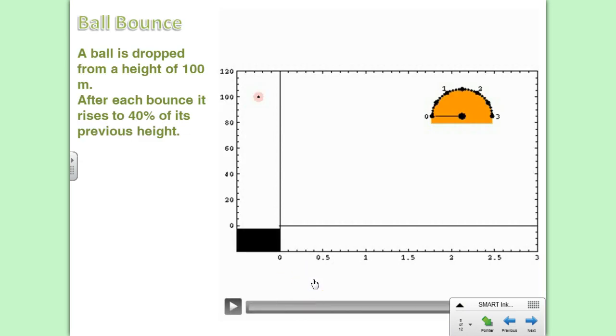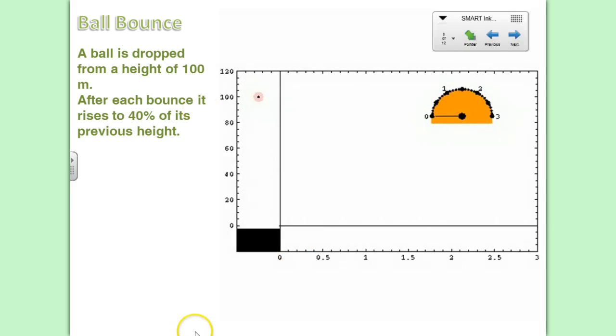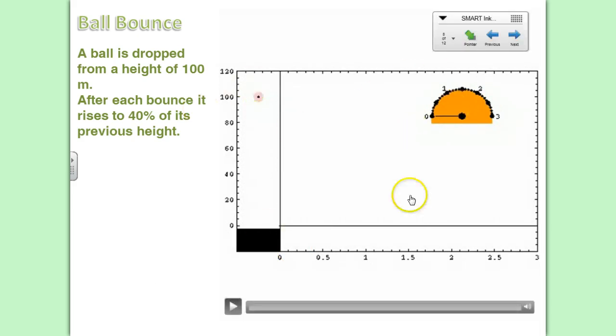And ball drop is one of the more, I guess, common applications. And we could easily do a lab on this and so on. But if you dropped a ball from a height of 100, after each bounce, it rises to 40% of its previous height. So sometimes the best thing to do is get a real visual picture. If you notice, this is actually a visualization of what the ball would look like in terms of the height of it and the number of bounces traveled.